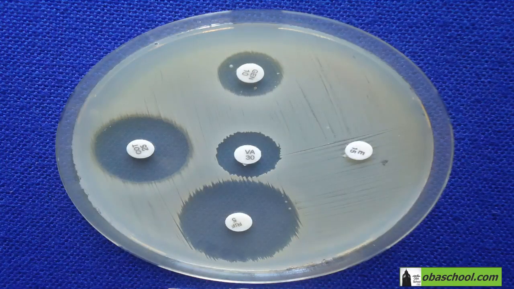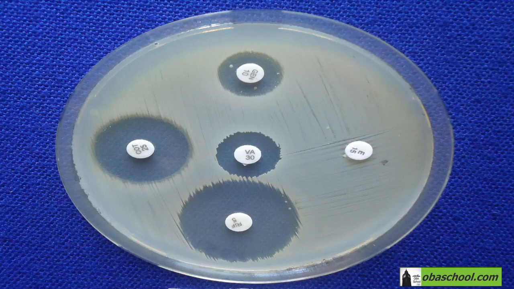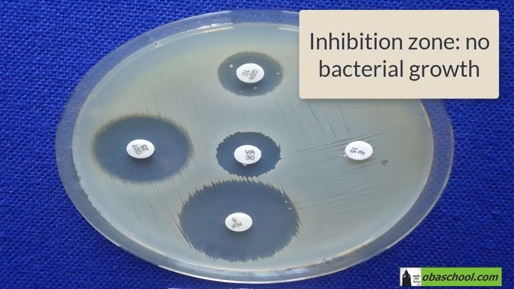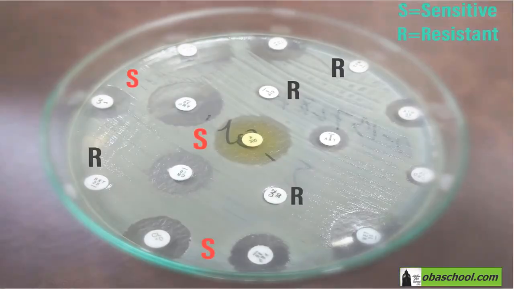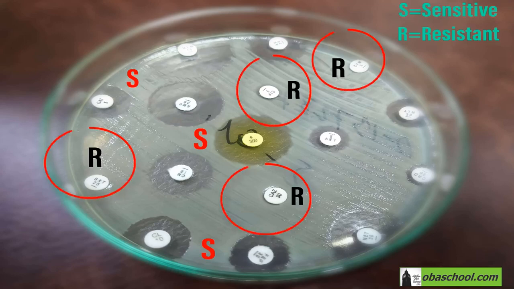The places where no inhibition zone is observed near the drug means that this bacteria is resistant to this drug. That is why the drug couldn't kill this bacteria and create an inhibition zone. Inhibition zone, by the way, means that there's no growth of bacteria. So, the places with no inhibition zones means that this strain of bacteria is resistant to this drug.